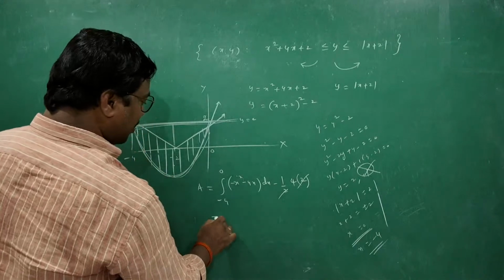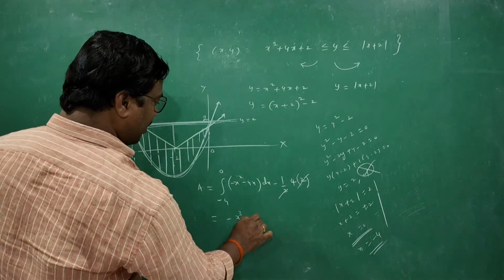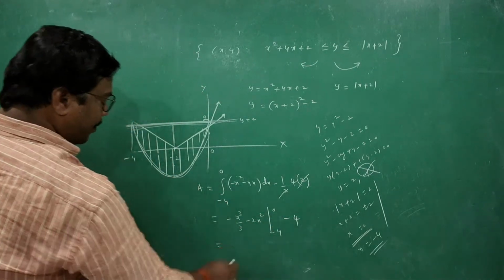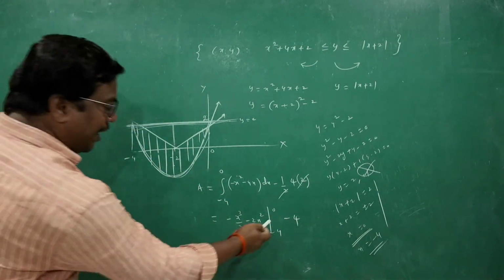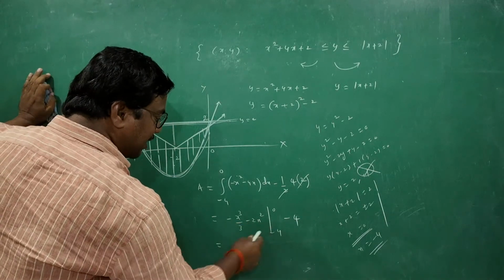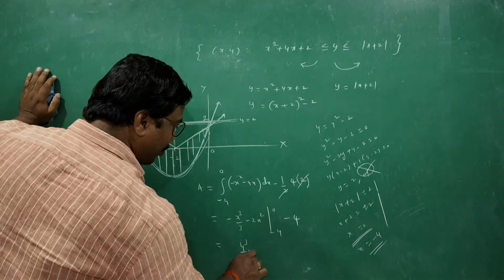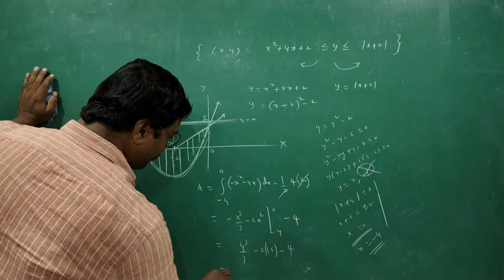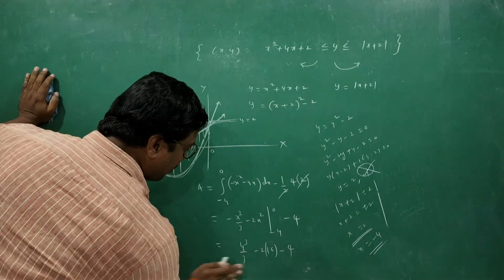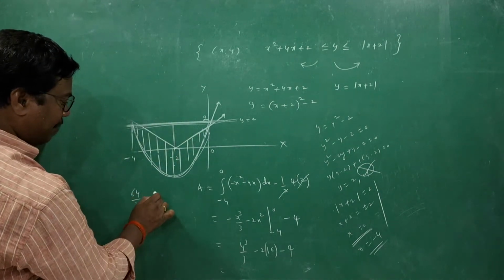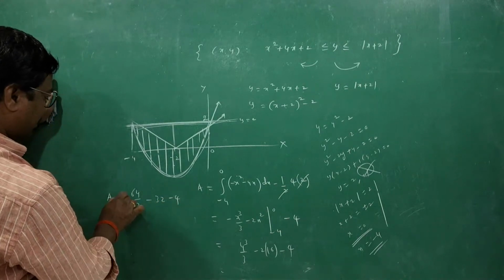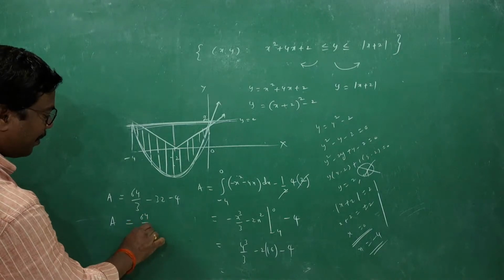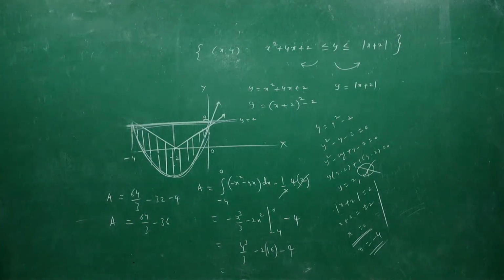2 gets cancelled. So now minus x cube by 3 minus 2x square, limits minus 4 to 0. Now substitute the values. When you write lower limit, negative sign gets cancelled, and you will get 4 cube by 3 minus 2 times of 16 minus 4. 64 divided by 3 minus 32 minus 4. On simplification it is 64 by 3 minus 36.